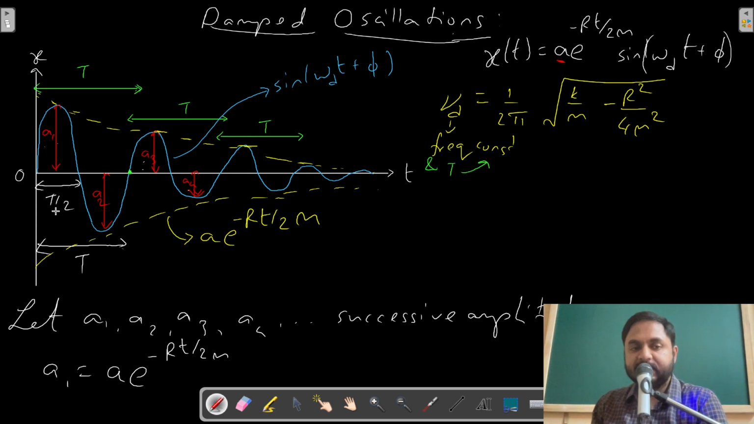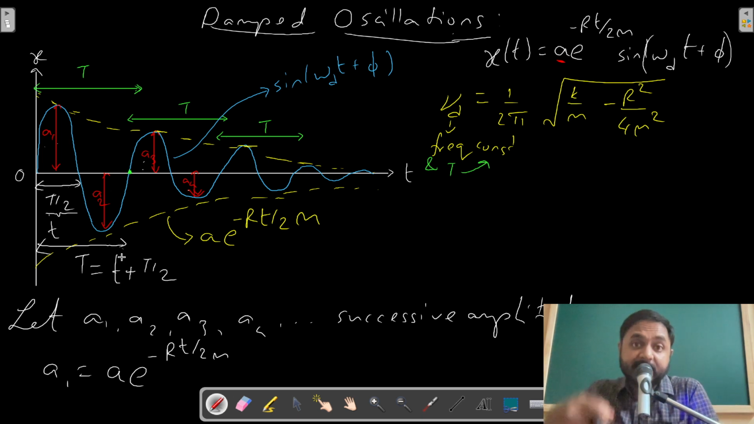So if this small t by 2 is equal to t, then this capital T should be t plus t by 2. That means the next amplitude comes when you add half of the time period to the previous time. Whatever instant, let's say at 5 seconds, you got the first amplitude, the next amplitude will occur at 5 plus the time period divided by 2. Okay, so I hope you have followed the logic.